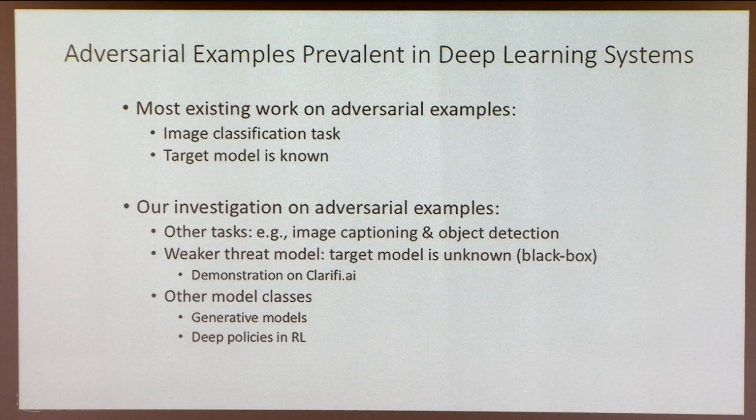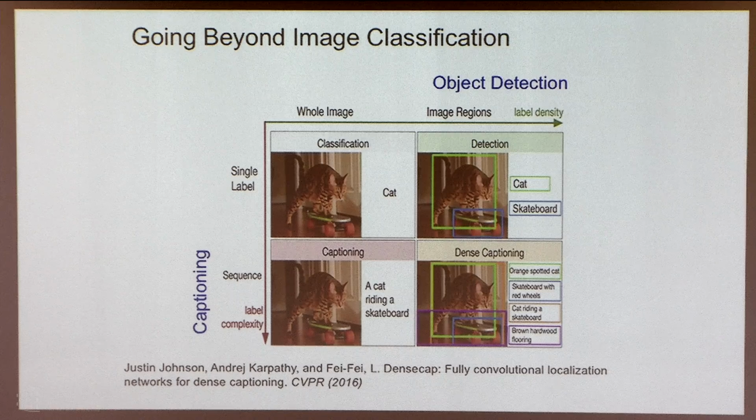Here, we actually demonstrated our attack also on public API cloud services, such as Clarifai, which is a startup that I think came out of NYU. A few years ago, they actually won the ImageNet competition as well. And we also look at other model classes, including generative models and also deep reinforcement learning. Here, I'll just quickly show you a few examples.